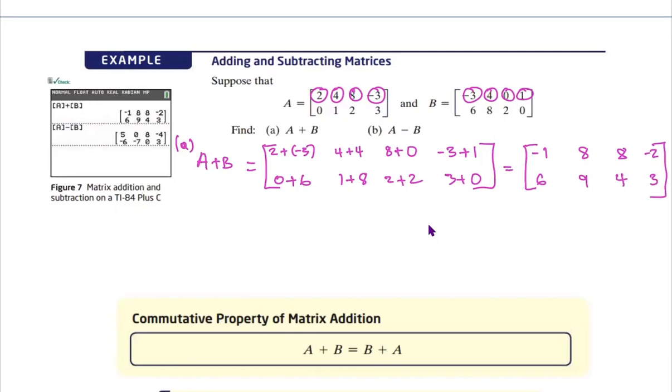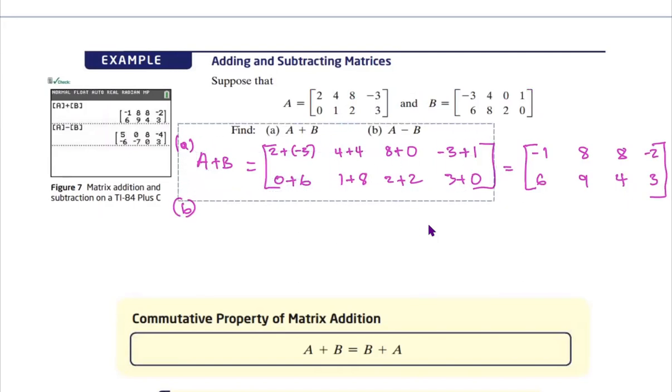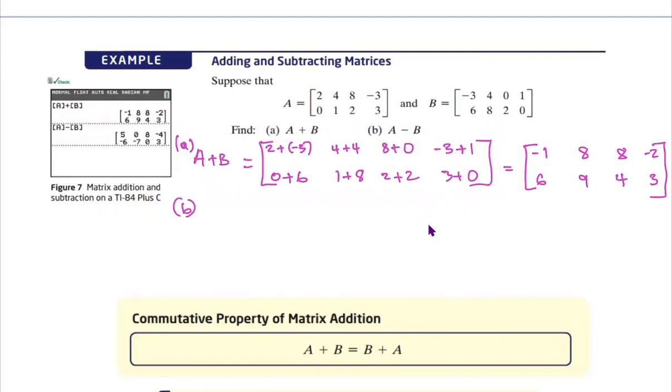Let's do the subtraction. Subtraction, we're going to go as quickly as we were going. Basically it'll be the same thing here, right? The same as what we have here, with a minus sign instead of a plus sign.